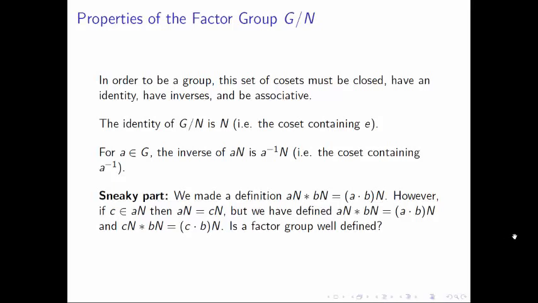I need to check to make sure that this operation I defined is in fact well defined, so that I'm not taking two cosets, trying to combine them, and then sending them to different places. They always need to get sent to the same place. So the thing that we have to check is that the definition that we made makes sense.